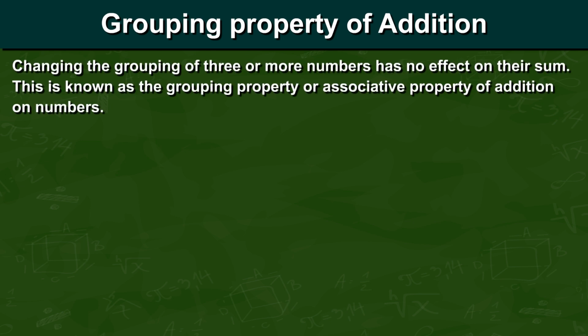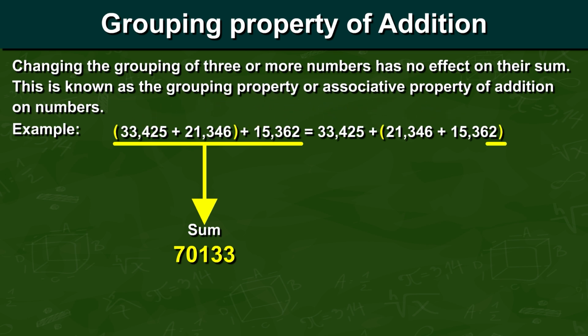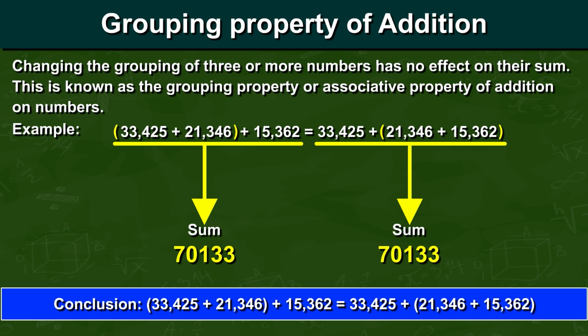Grouping property of addition. Changing the grouping of 3 or more numbers has no effect on their sum. This is known as the grouping property or associative property of addition on numbers. Example. 33,425 plus 21,346 plus 15,362 is equal to 33,425 plus 21,346 plus 15,362.